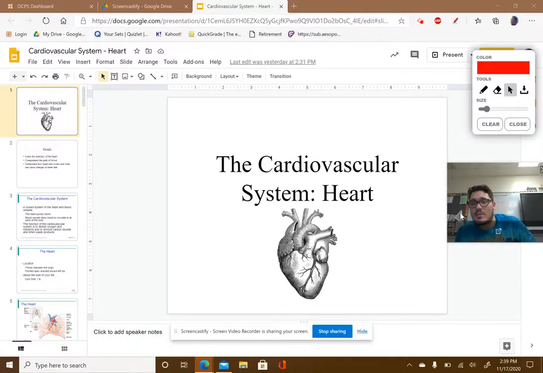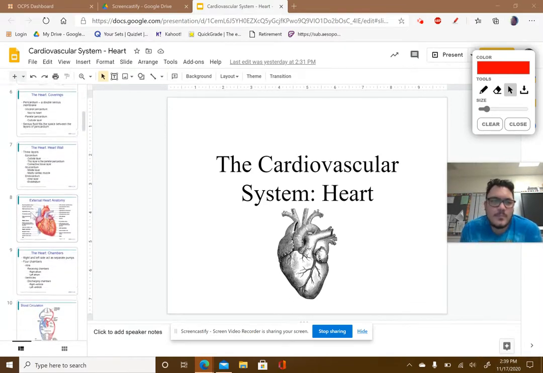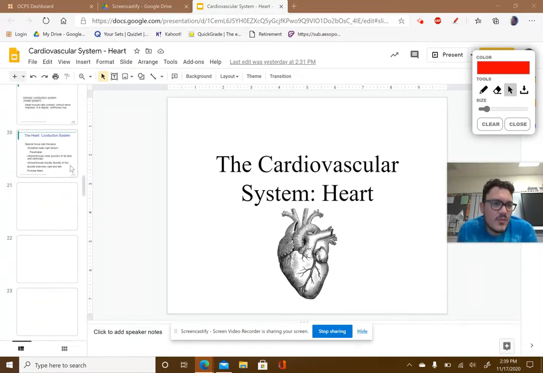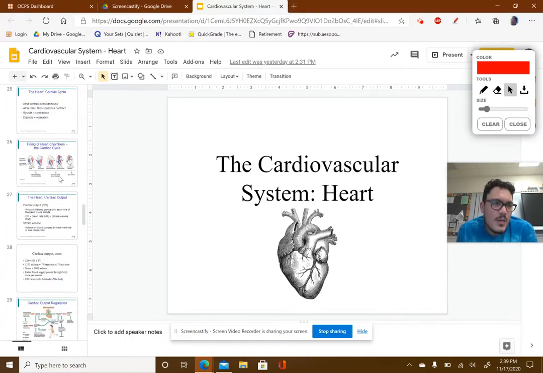We're going to continue with our material as far as the cardiovascular system is concerned. So let's see where we're at. We got some more stuff to cover today. Here's where we left off.